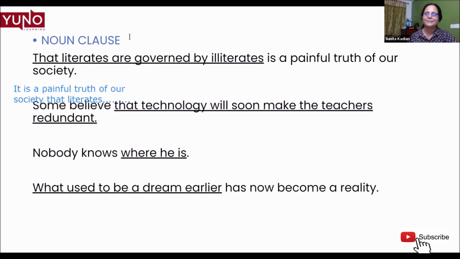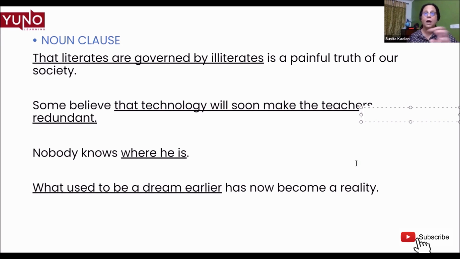This is the truth of the present times. Okay. Some believe. Now, some believe what? That technology will soon make the teachers redundant. See, if I reverse it, so noun can become the subject. Noun can become the object also. Similarly, a noun clause can become the subject as well as the object.